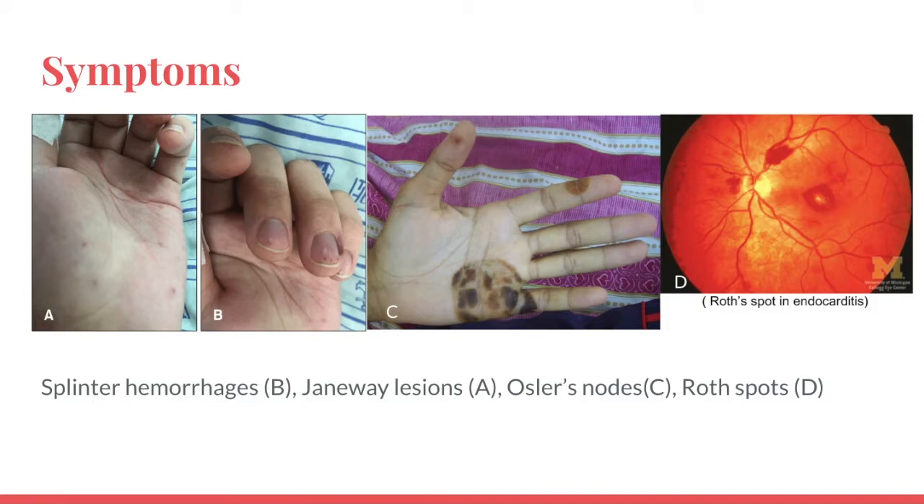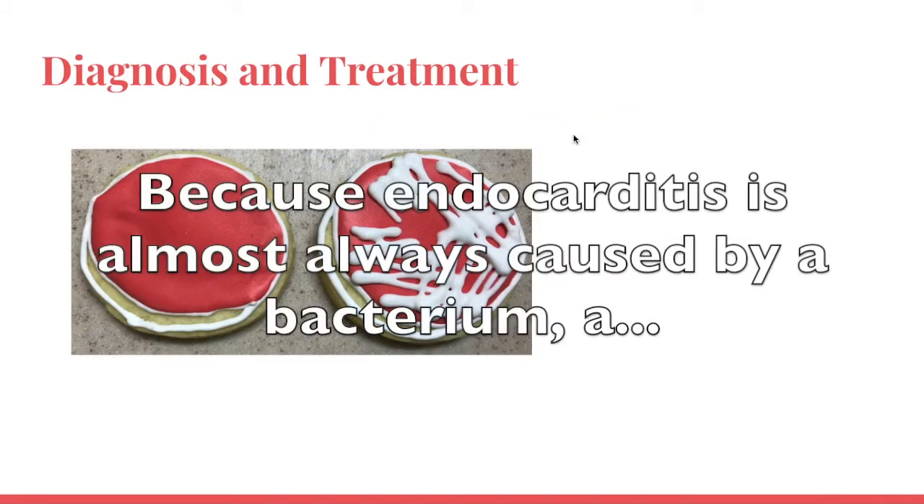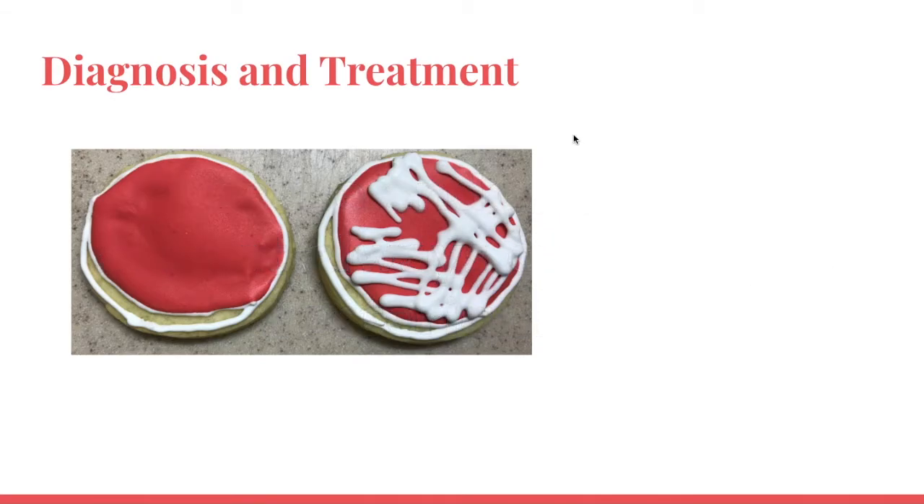Another symptom of this that's not as visible, but still caused by this septic embolus, is glomerular nephritis in the kidneys. Nephritis is almost always caused by a bacterium. A blood culture can be made of the patient's blood to detect the presence of certain bacteria. So you can see here in this image of these cookies a negative blood culture and a positive blood culture.